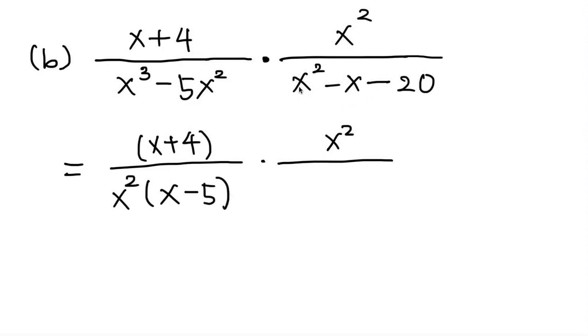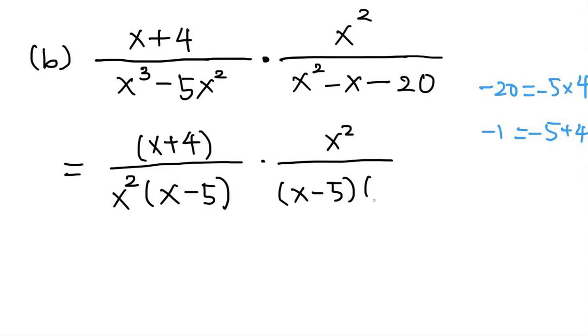In the second denominator, we have a trinomial, so we're going to look for two numbers with sum -1 and product -20. So you see negative 20 is what? This negative 20 is negative 5 times 4, and negative 5 plus 4 is -1. So these are the two numbers. So the denominator factors into x minus 5 times x plus 4. Now we can multiply everything out, and you see there are common factors, so we cancel them out.